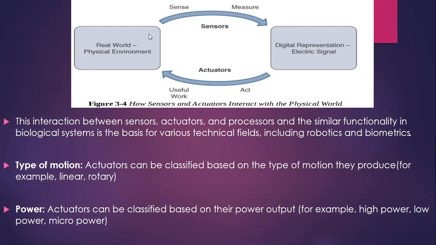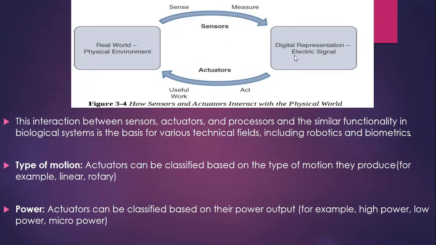The sensor senses the information, and it converts that sensor information into some measures based on an electric signal or digital signal. So it will be transferred into the digital representation or electric signal. From here it goes to the application layer, and from the application layer it comes back.